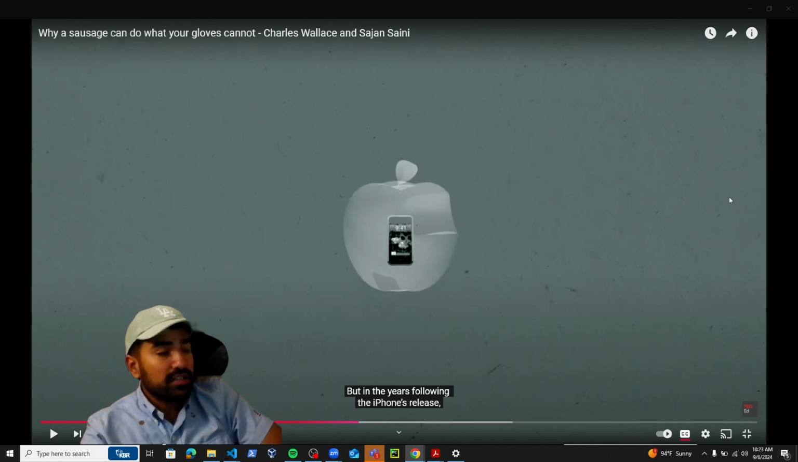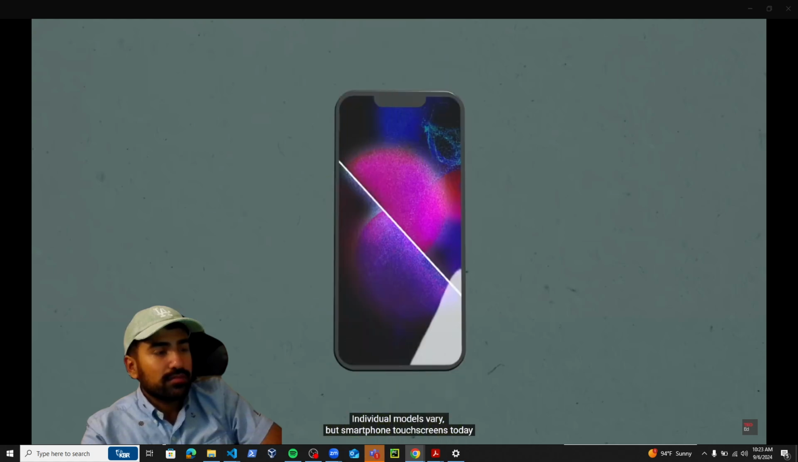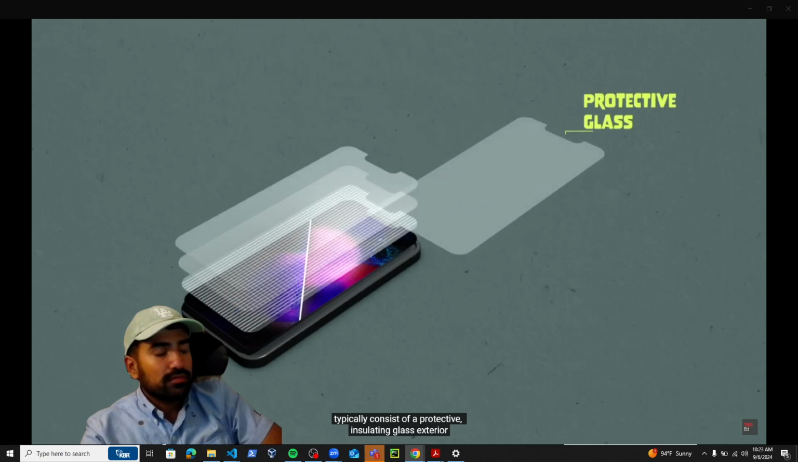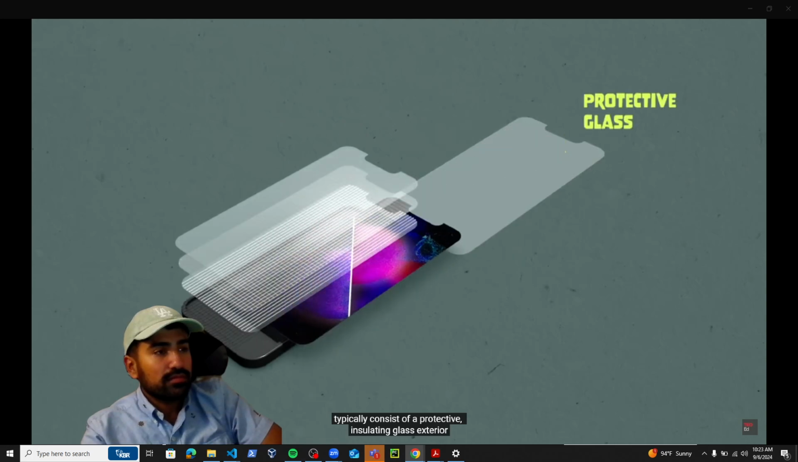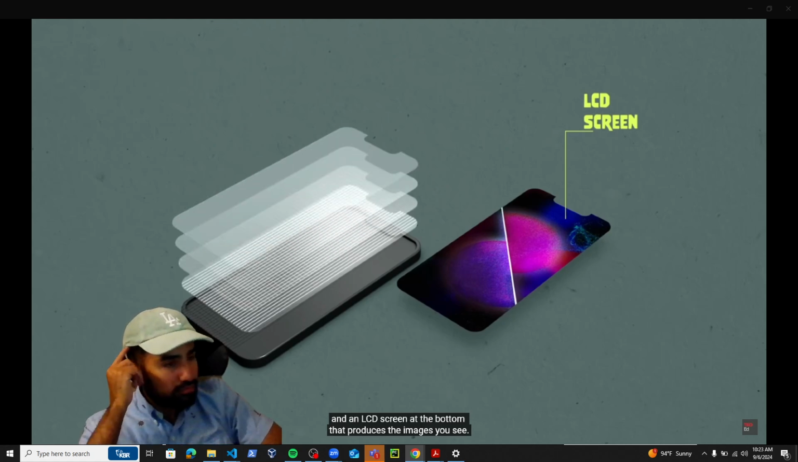Yeah, so we had resistive touchscreens first, right? Those were the clunky ones. And then iPhone comes out and boom, most became capacitive. Individual models vary, but smartphone touchscreens today typically consist of a protective insulating glass exterior and an LCD screen at the bottom that produces the images you see.